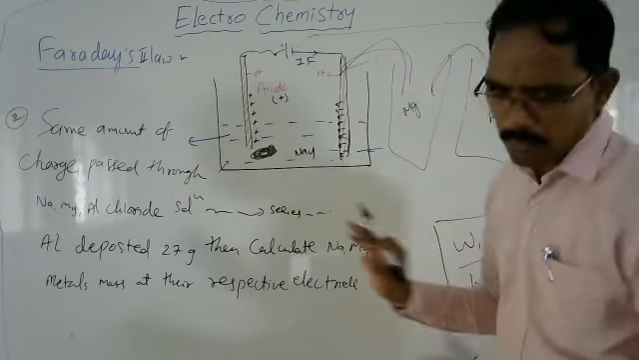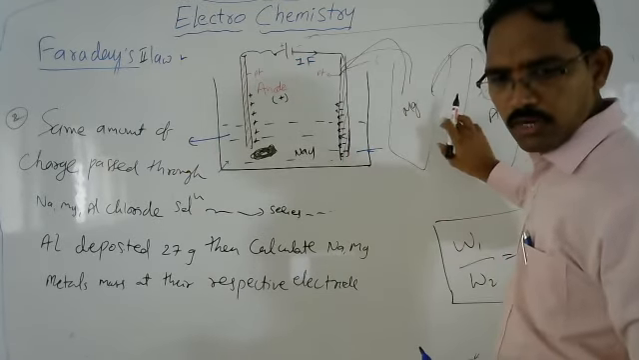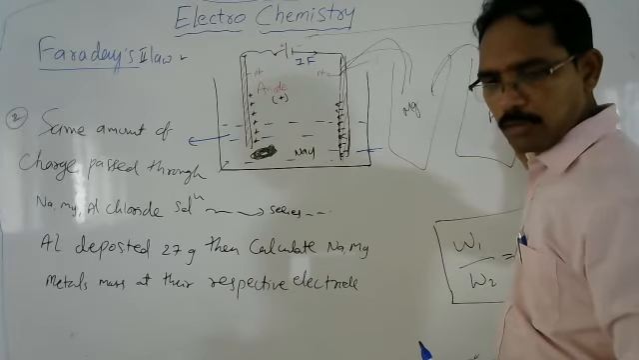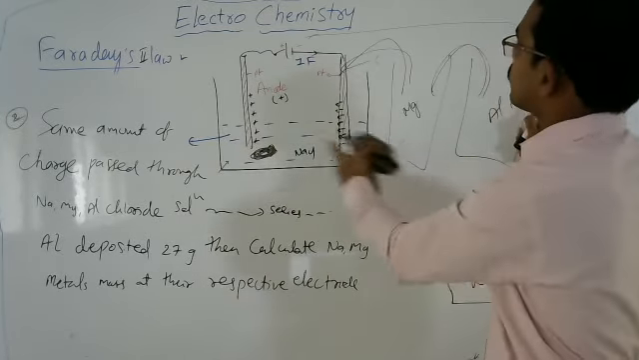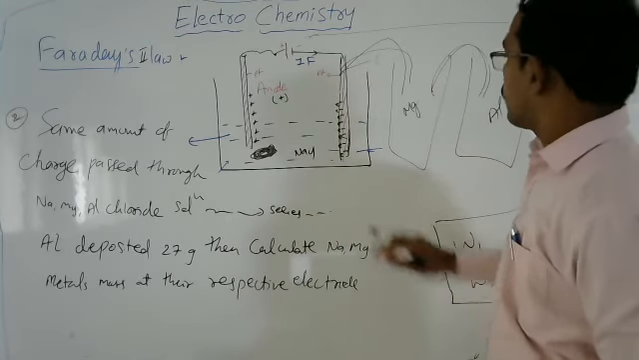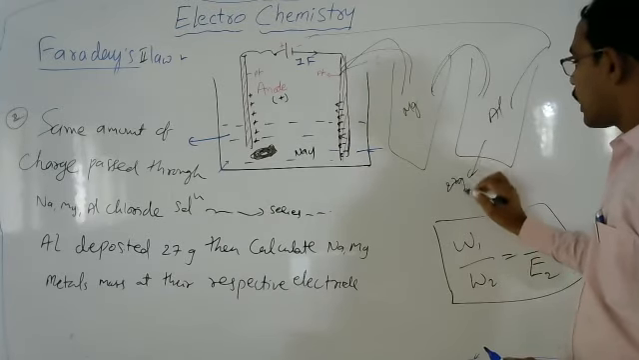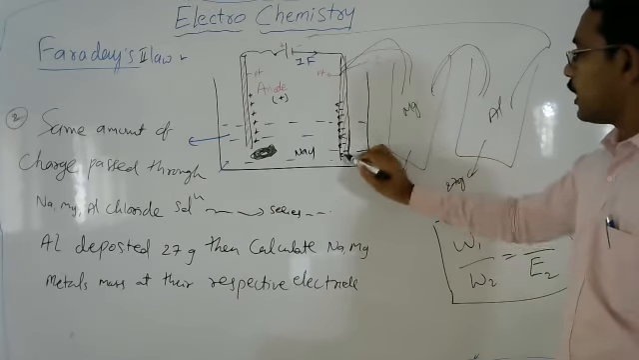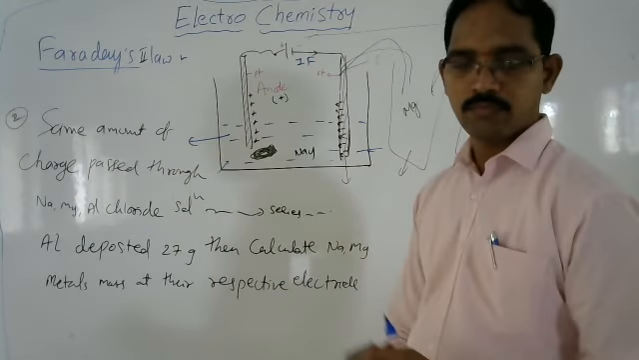Not given. Same amount. The amount of electricity passing through sodium, magnesium and aluminum solutions is the same in all these three solutions. Here the information given is aluminum deposited 27 gram. Now you have to calculate how much magnesium and sodium are deposited.